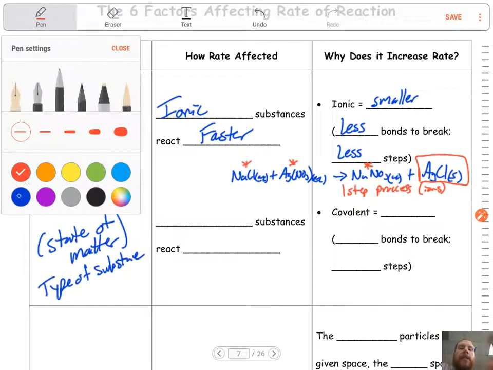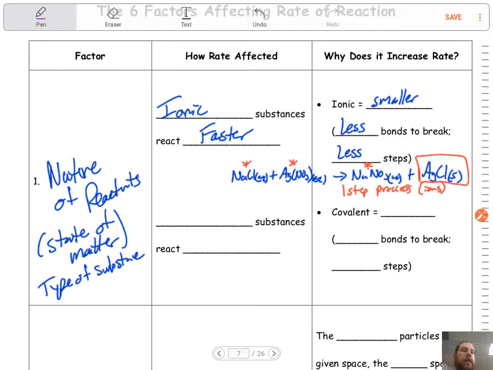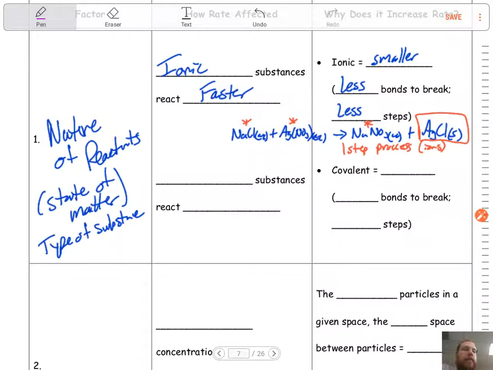If we take a look at covalent substances, I'm going to do these in purple, just to split them up in case I overstep a little bit with space. Covalent compounds tend to react slower. Why? Because they're larger. Maybe you've heard of lipids and proteins and things like that in the body. These are huge, long carbon chains. We'll talk more about those at the end of the year when we do our organic unit, but they're much larger.